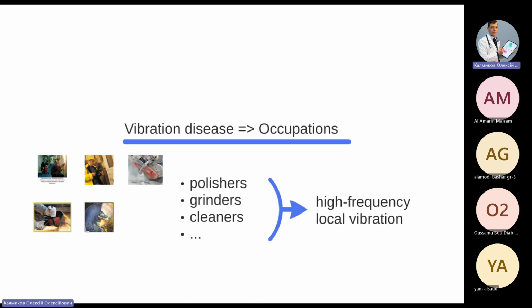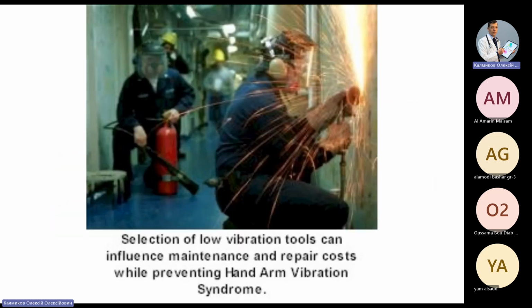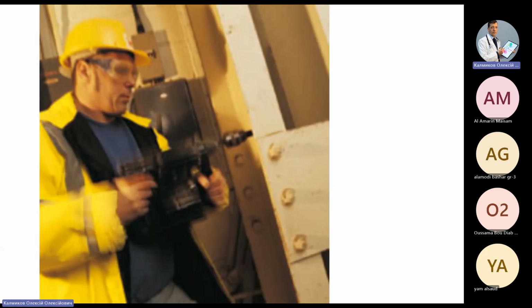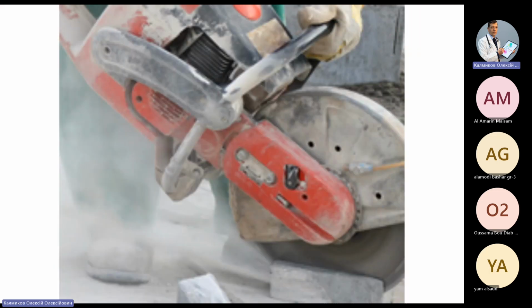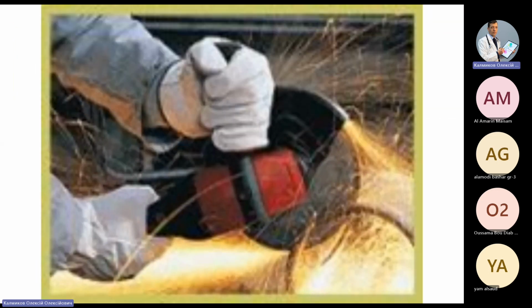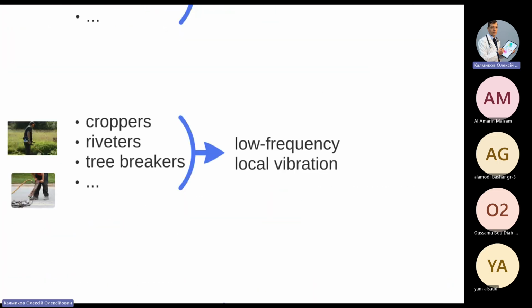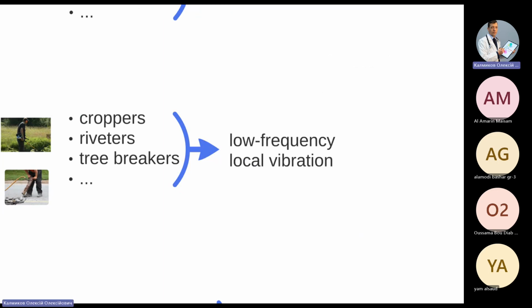Here are the examples of typical professions or occupations with high frequency, low frequency, local and general vibrations. You may see that high frequency local vibration is associated with use of emery machine, high speed drills. This is important because low speed drills is example of low frequency. Then cutting machines, right? Some other similar equipment.